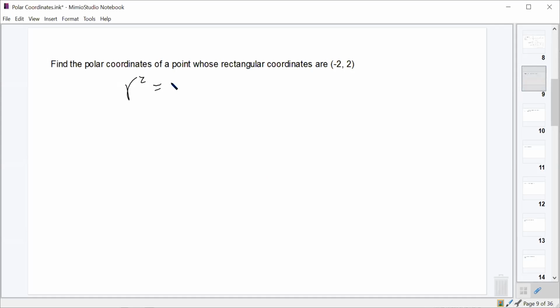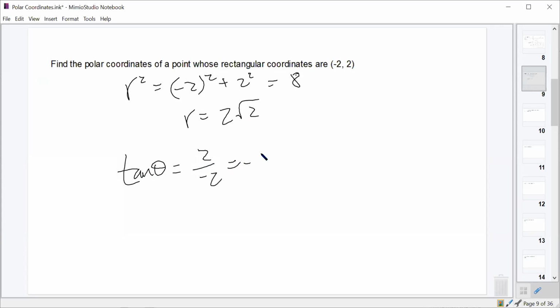What does r squared equal? It's -2 squared plus 2 squared, which is 8. So what does r equal? 2 root 2? Is that what you all got? Yes. All right, and then tangent theta was y over x, or -1.